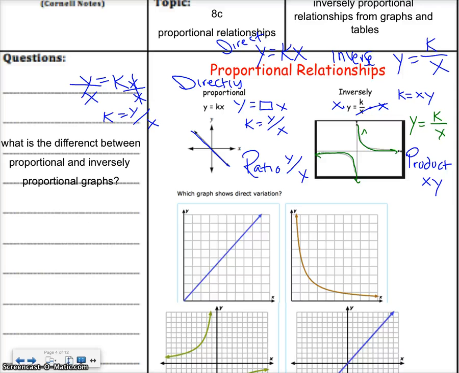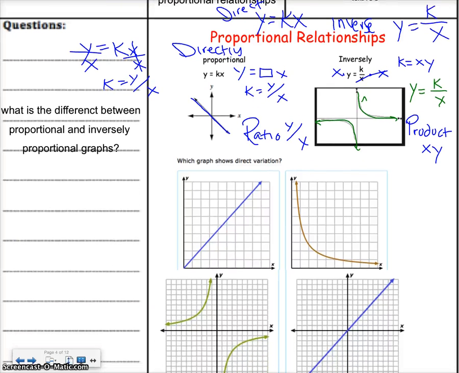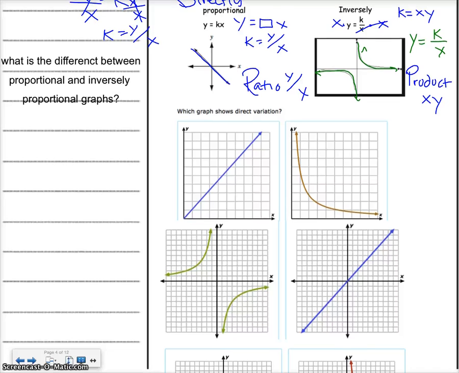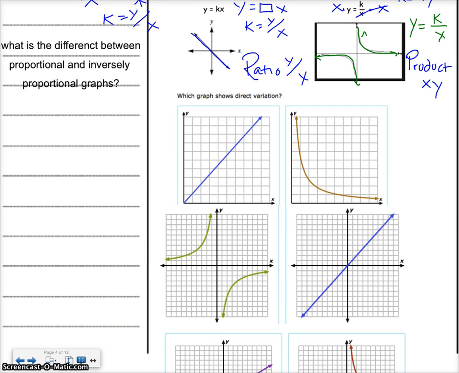It will never go through that origin. Direct goes through the origin. Inverse totally avoids it because you can't divide by 0. You can't have 0 that way, okay? So one of your learning targets, perhaps you remember this from the OPAs. I'm going to give you a graph, and you're going to say if it's directly proportional or inversely proportional. Inverse, weird word, weird graph, okay? Direct, directly through 0.